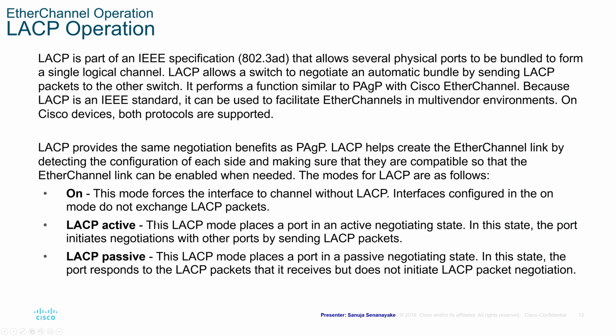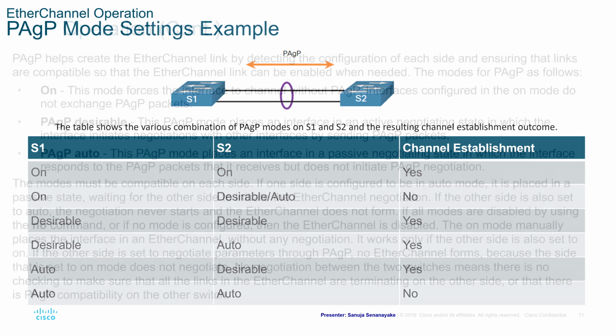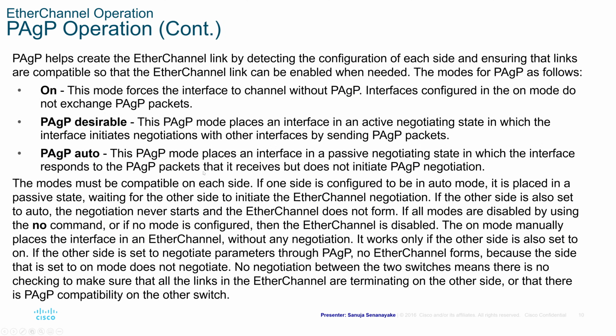In LACP we have on, LACP active, and LACP passive. So even though the terminology is different because of the different technologies, one is LACP, one is PAgP, if you look at the description of what these modes are doing, for example, LACP active mode has the port in an active negotiating state and it is actively seeking to negotiate, right? But if you go to PAgP, in here we see the PAgP desirable mode does the same thing. It is actively negotiating the establishment of those EtherChannels.